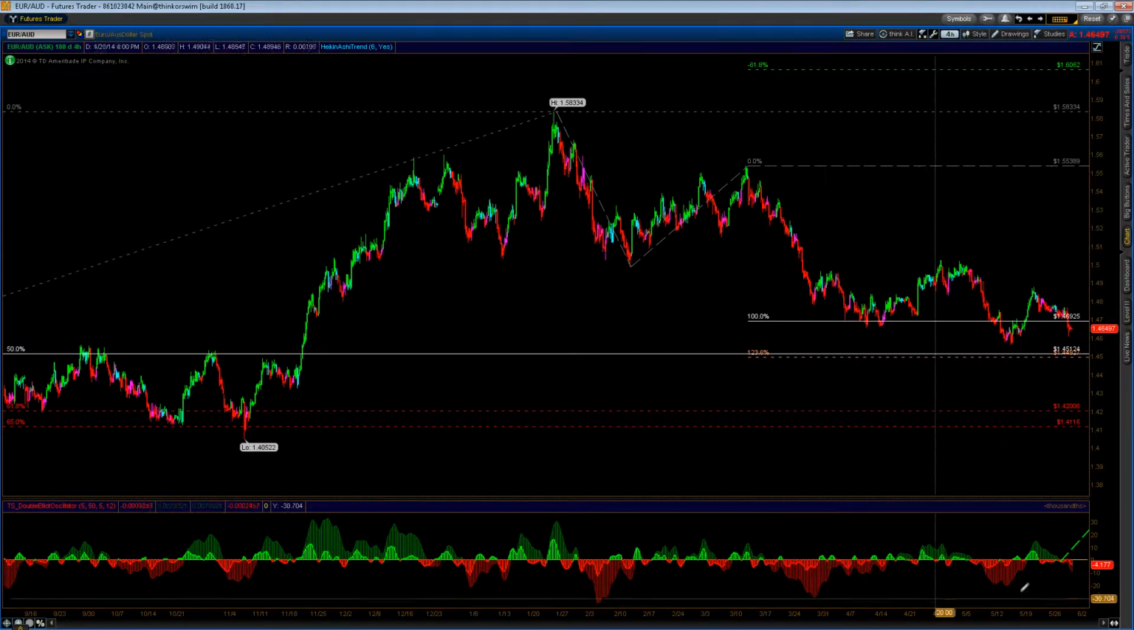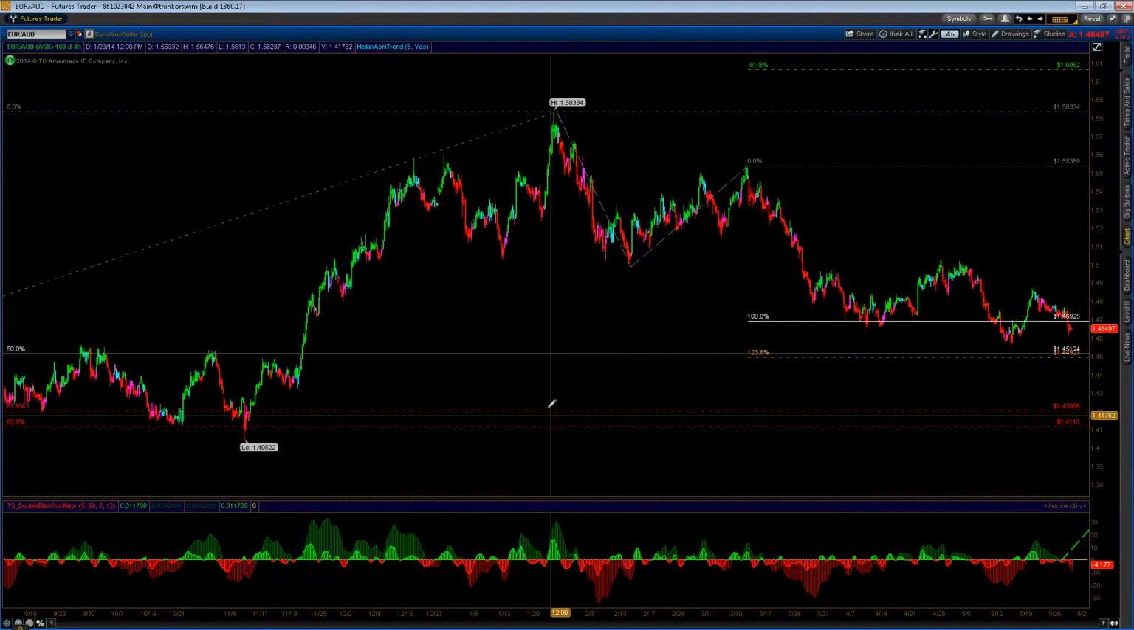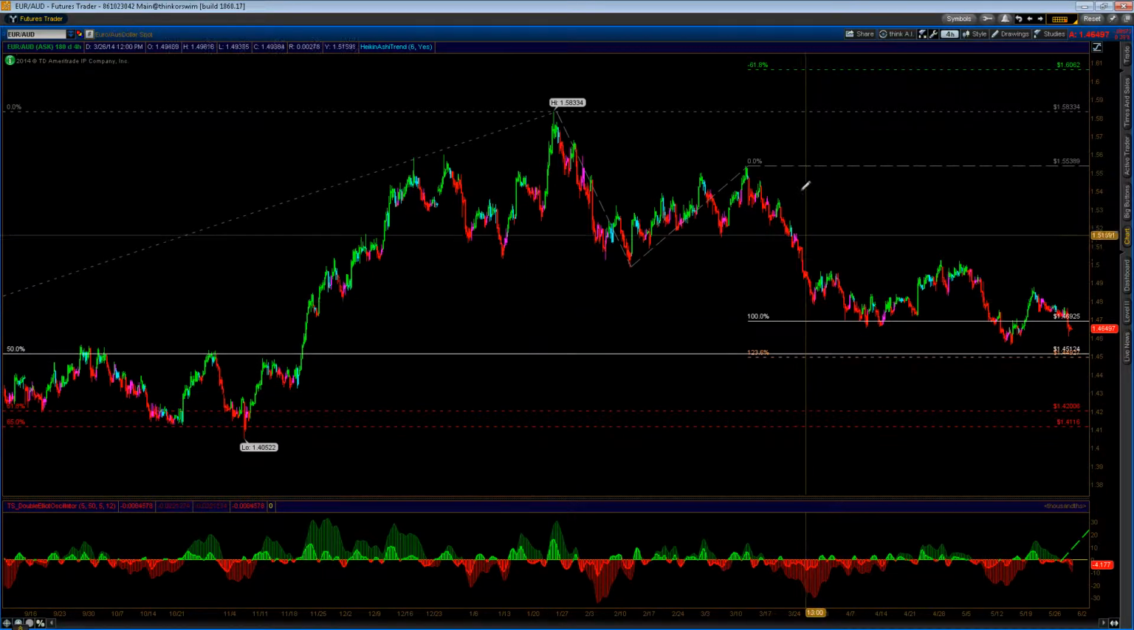We want to see the divergence in the momentum still.